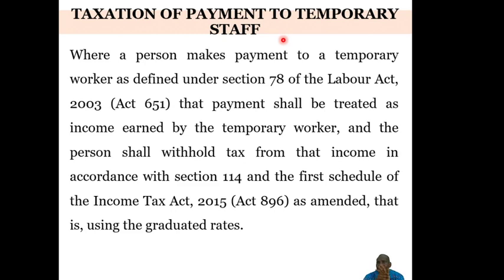Where a person makes payment to a temporary worker, as defined under Section 78 of the Labour Act, that payment shall be treated as income earned by the temporary worker, and the person shall withhold tax from that income in accordance with Section 114 and the first schedule of the Income Tax Act as amended. That is using the graduated rates. So in short, in taxing temporary staff, you tax them the same as permanent staff. That's what they are trying to say.